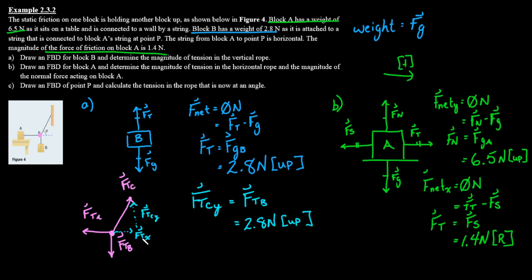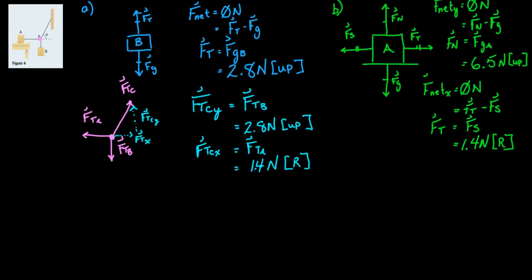Okay, now look at the x direction. Notice if it's not moving, we still want F net to be 0. So this force of tension in the x direction has to cancel out with the force of tension that acts on block A. Okay, and that horizontal force of tension is 1.4 newtons to the right.